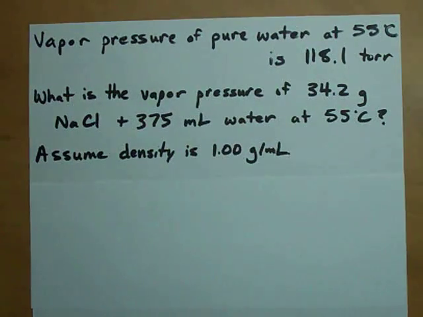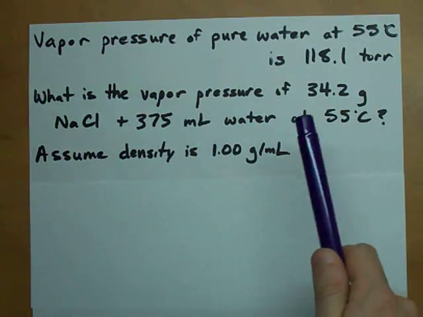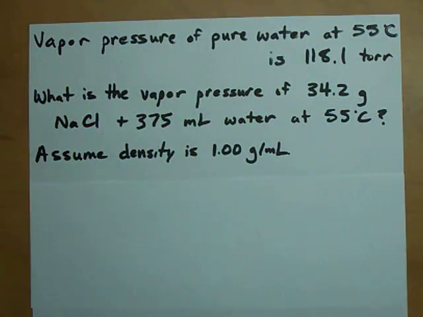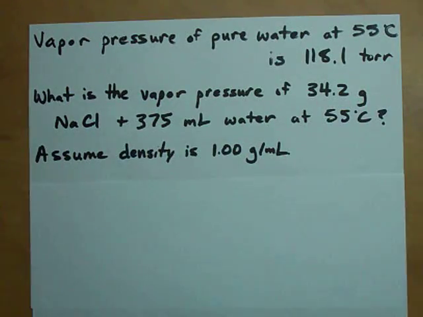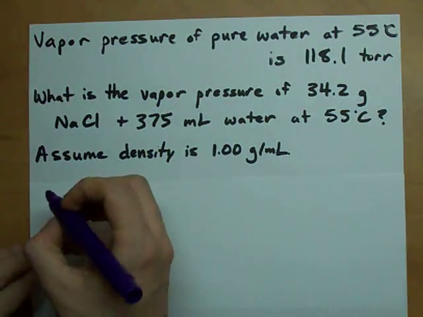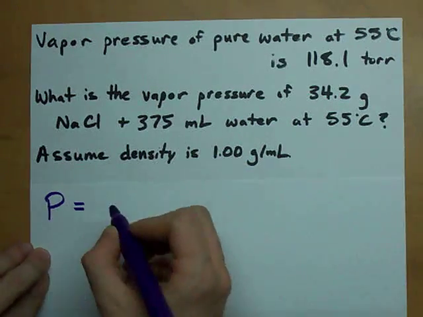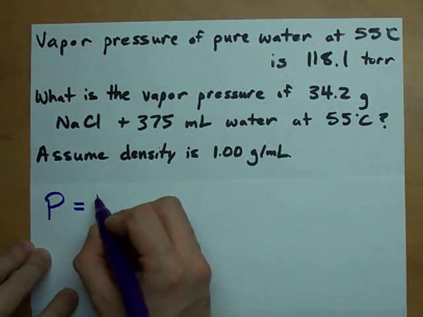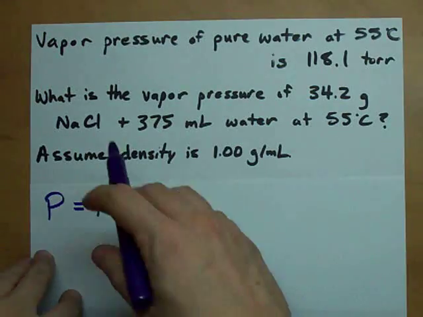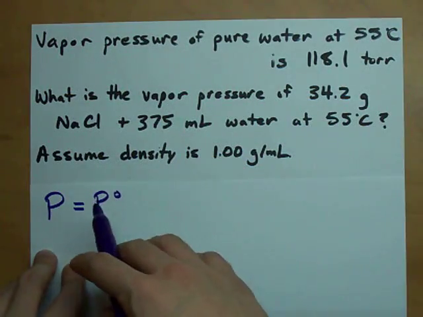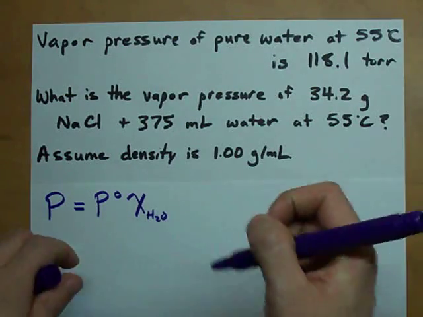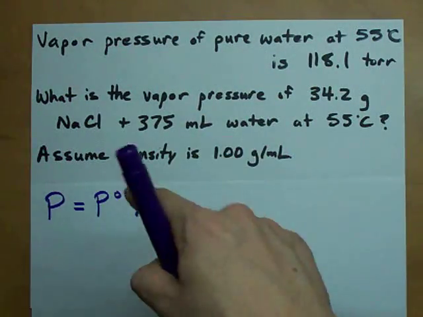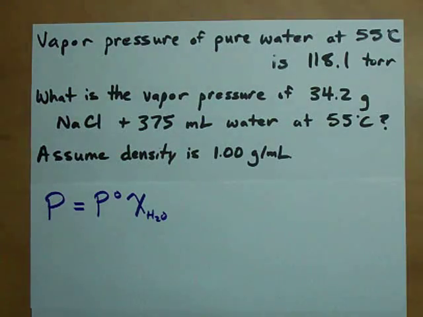Hey guys, here we are given the vapor pressure of pure water and asked for the vapor pressure of water after we've mixed something into it. In this case it's salt, it could be sugar, it could be anything. Here's the deal. The vapor pressure of a mixture is equal to the vapor pressure of the solvent when it's pure times the mole fraction of the solvent. So the more of something else that we put in there, the lower the vapor pressure is going to be.